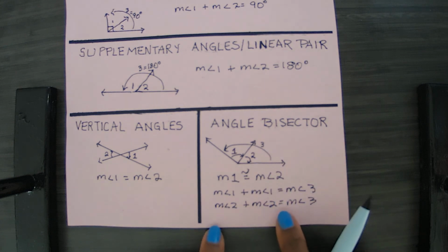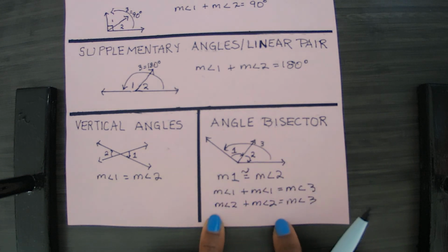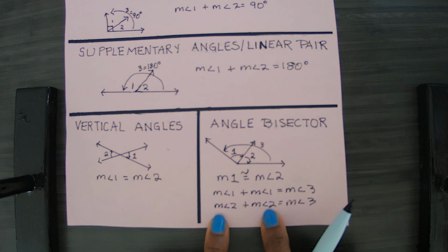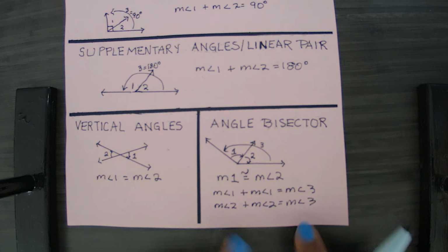So in actuality, all you're doing is doubling the angle that you're given. Sometimes they may give you the measure of angle 2 and the larger angle. Well, the measure of angle 2 plus the measure of angle 2 is equal to the measure of angle 3.